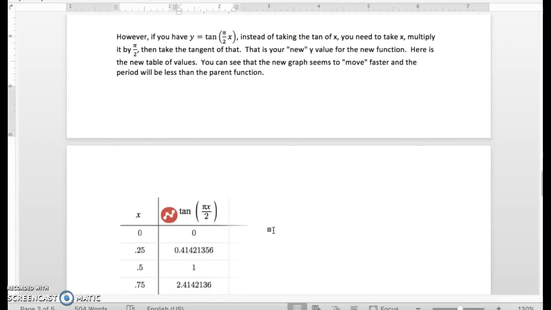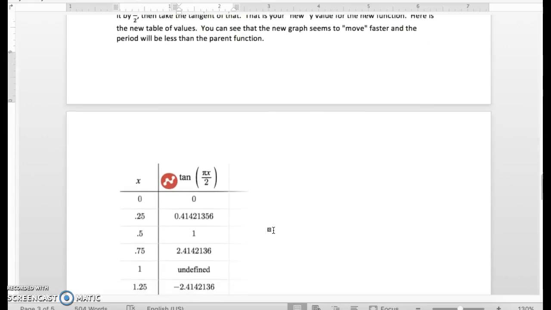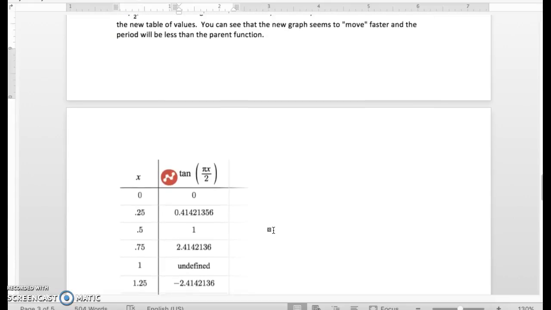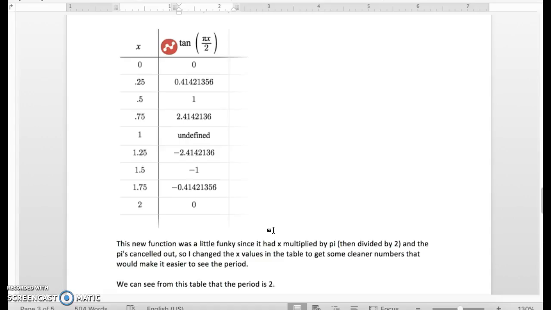However, in taking our new function, if you have y equals tangent of pi over 2x, then instead of taking the tangent of x, you're going to need to take x, multiply it by pi over 2, and then take the tangent of that. That's going to be your new y value for our new function. And here is the new table of values, and you can see that the new graph seems to move faster, and the period will be less than the parent function.